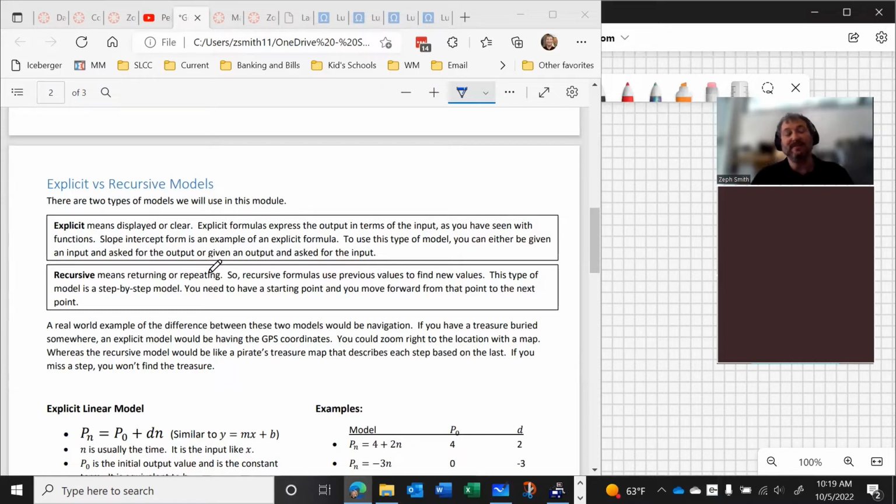And if you miss a step, you are not getting where you need to go. So it is really important not to skip any steps. You can't just say, oh, let's just jump over to where that X is. No, that's the explicit model. There is no X with the recursive model.